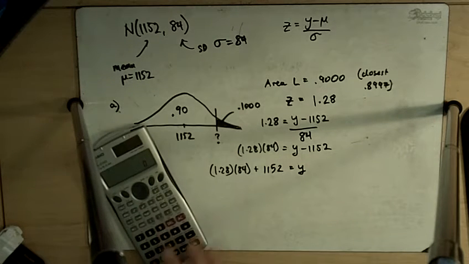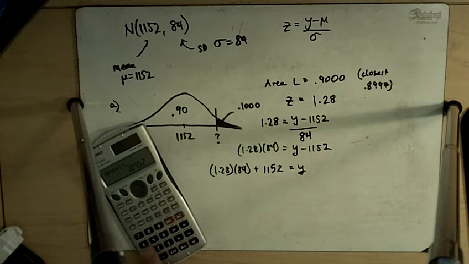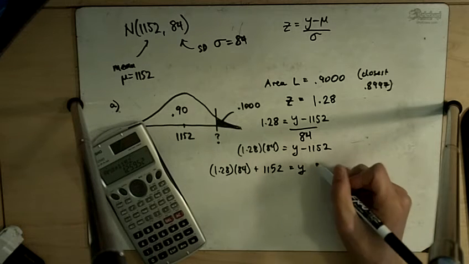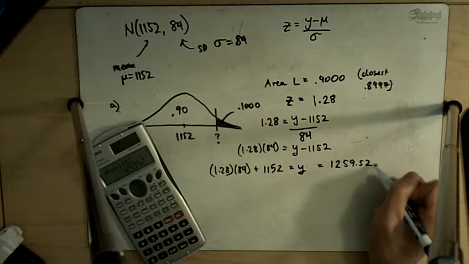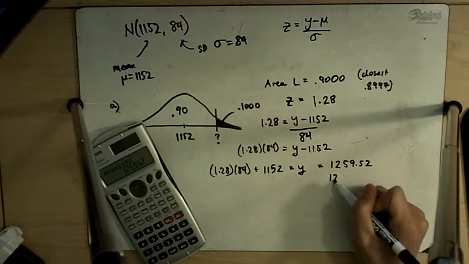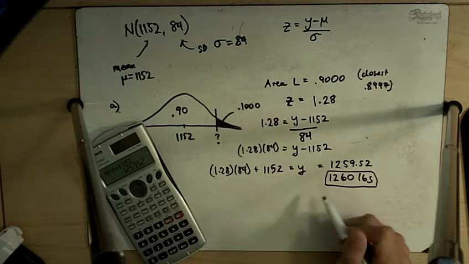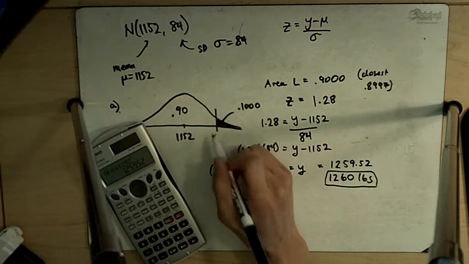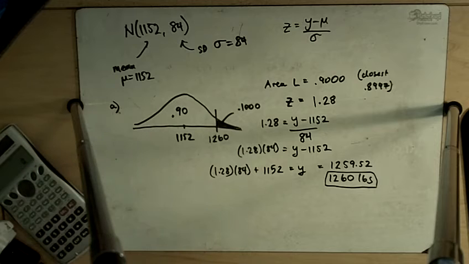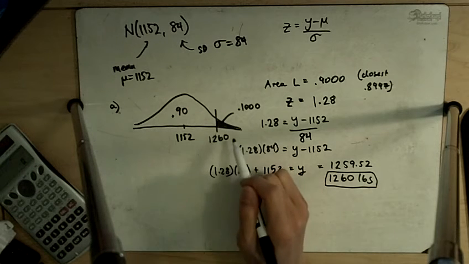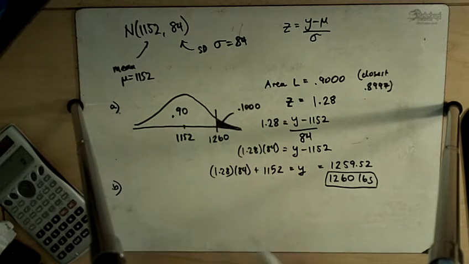When we do this calculation, 1.28 times 84 plus 1152, we get y is equal to 1,259.52. So I'm just going to round this off to 1,260 pounds. So this is the cutoff weight, 1,260. That's the cutoff weight that separates the highest 10% from the other 90%.